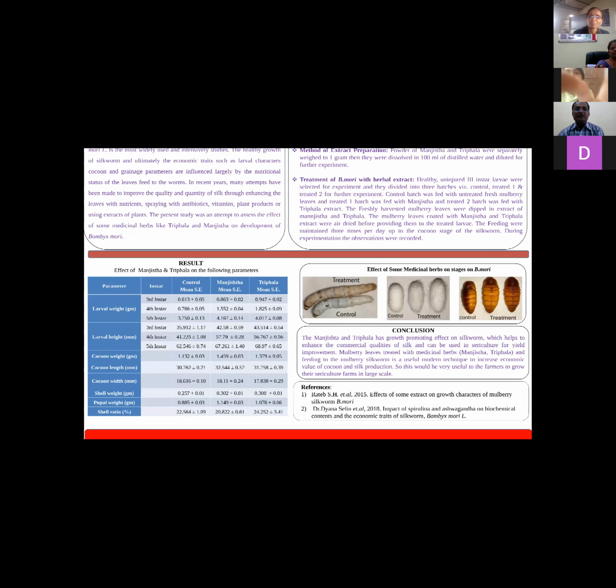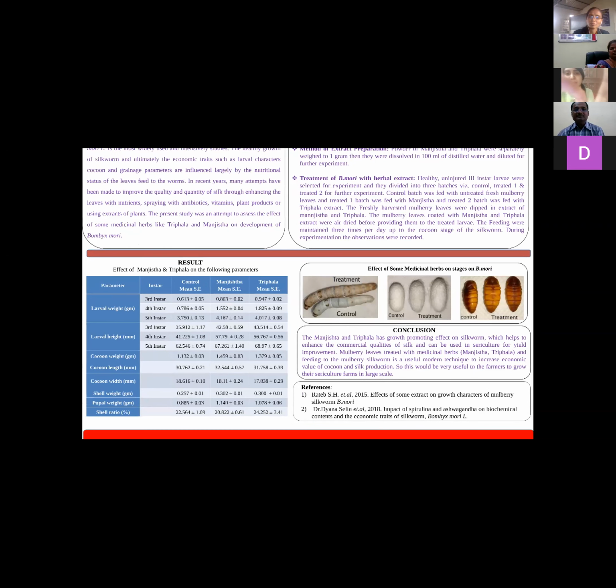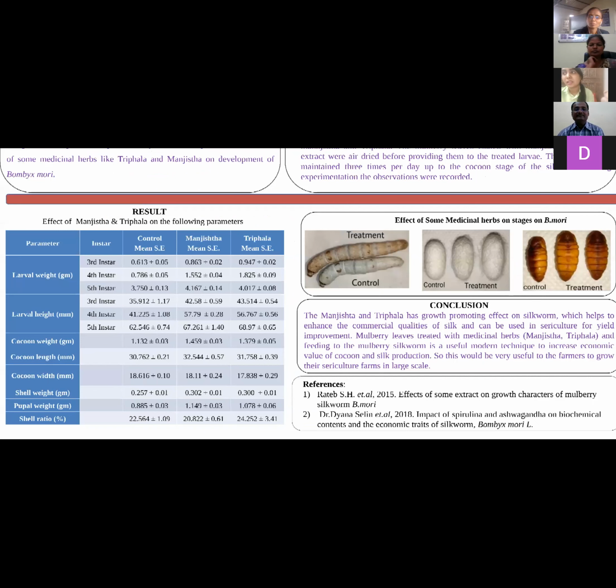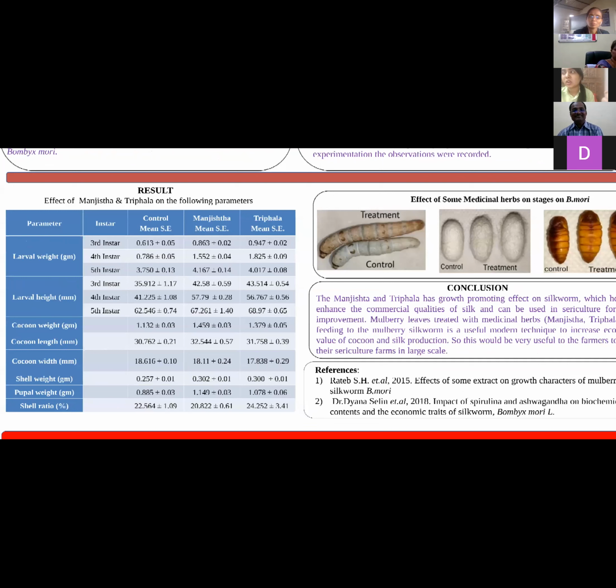Yes, sir. These parameters we are calculating, sir. Our result shows that the extract of Mangista and Triphala has been found to be effective over the control, sir. As shown in this table, the larval weight, larval height, cocoon height, cocoon width, shell weight, pupal weight, and silk gland weight parameters are increased in the treatment batch as compared to the control batch. Okay, very good work.